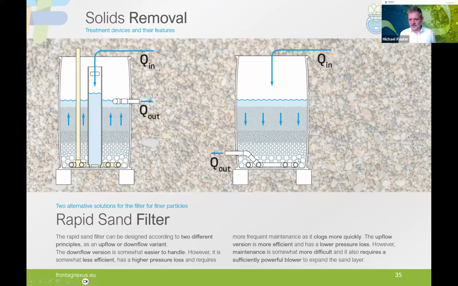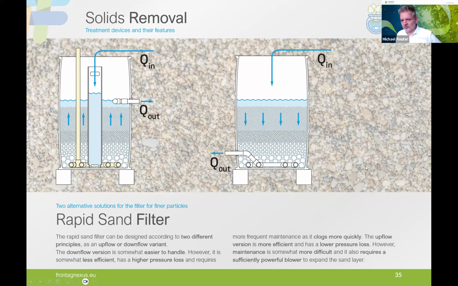The difference is that the upflow filter is probably a little bit more efficient because water goes up and the solids don't gather on the surface of the filter, but inside of the filter. That makes it a little bit more efficient, and the head loss is a little bit smaller, but it is more tedious to clean. And I think we will look into the cleaning process of both filters also next week when we are discussing the operation of RAS.